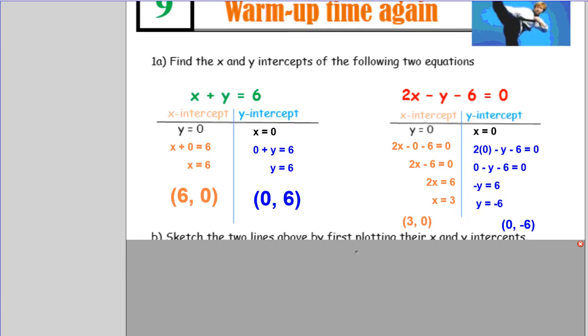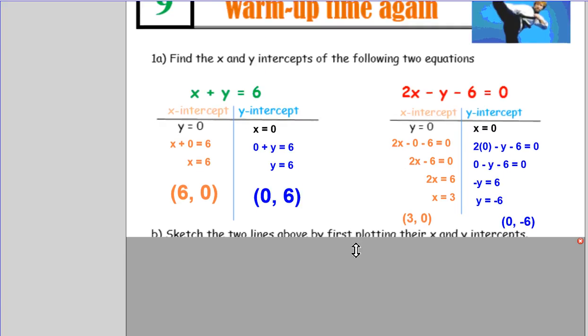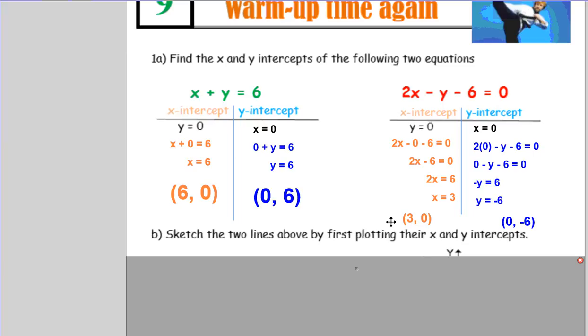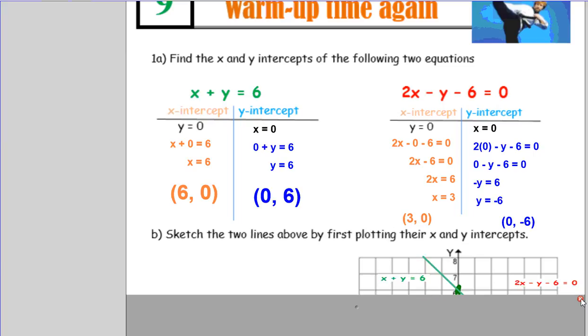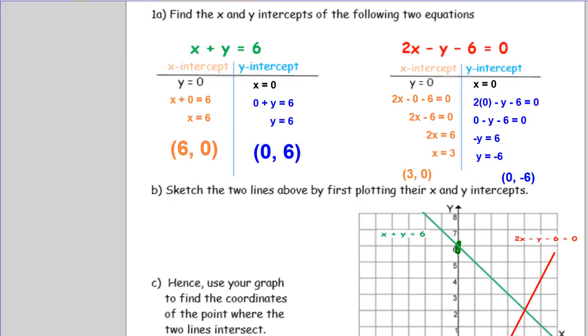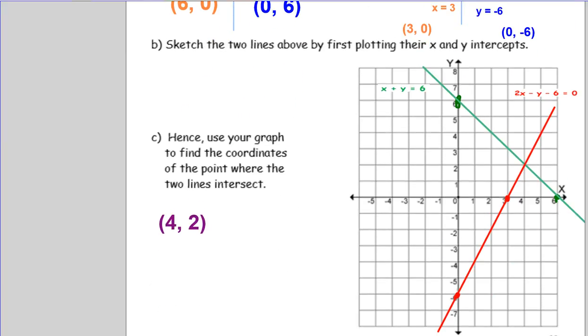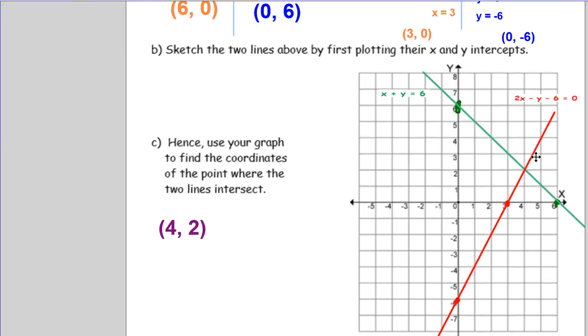Then you're asked to sketch these two lines by first plotting their x and y intercepts. Notice that I did that, so let's scroll down so you can see the graph. For the first line, which I did in green, I plotted the x-intercept (6, 0), and the y-intercept (0, 6). Then I drew a nice line through both of those. I ruled a line through them.